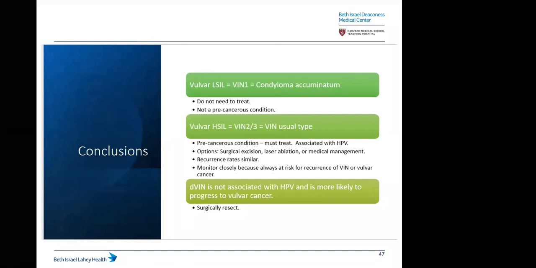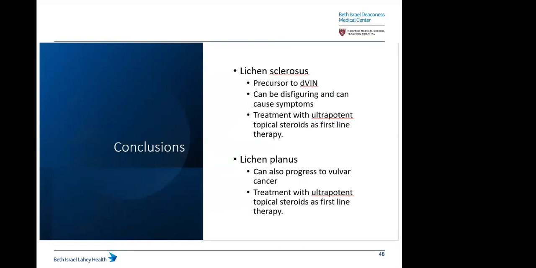Differentiated VIN is not associated with HPV, but is associated with lichen sclerosis and lichen planus, and is more likely to progress to vulvar cancer than vulvar HSIL. And so it's important that we surgically resect these lesions to prevent cancer. Lichen sclerosis is a precursor to differentiated VIN. As we all know, it can be very disfiguring and can cause tremendous symptoms, and the standard of care, first-line treatment, is topical steroids such as clobetasol.